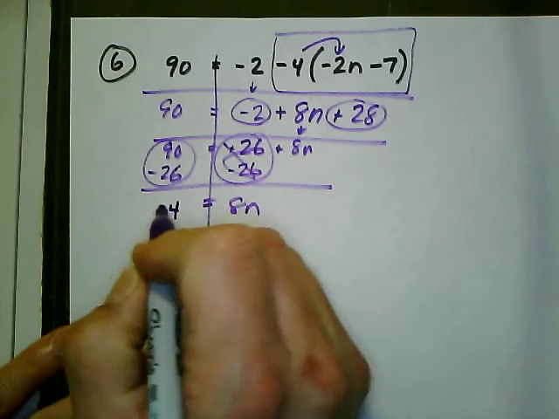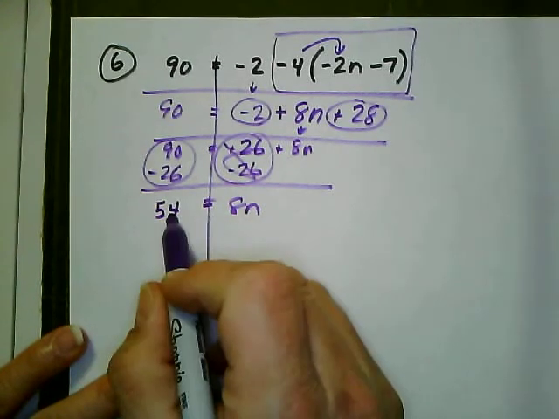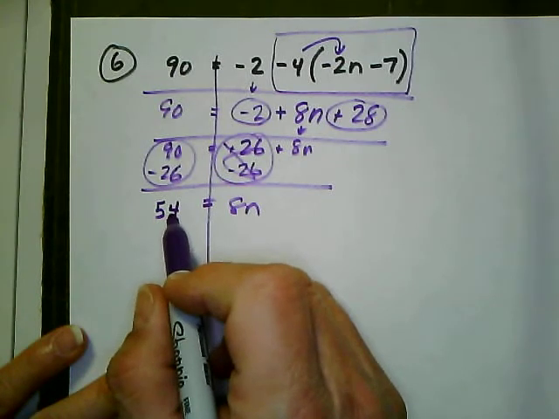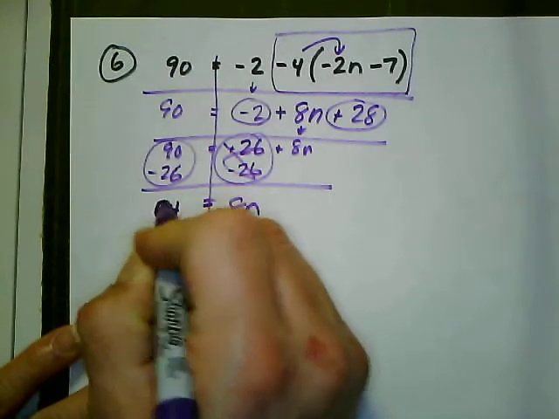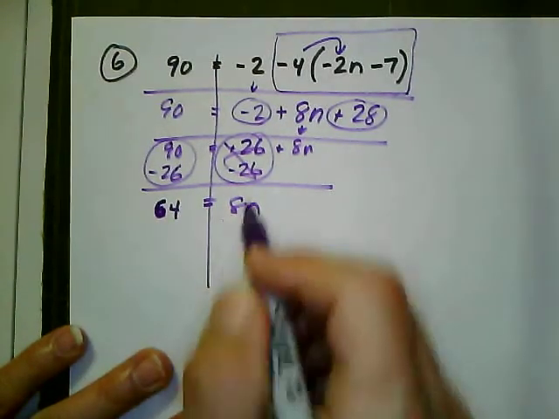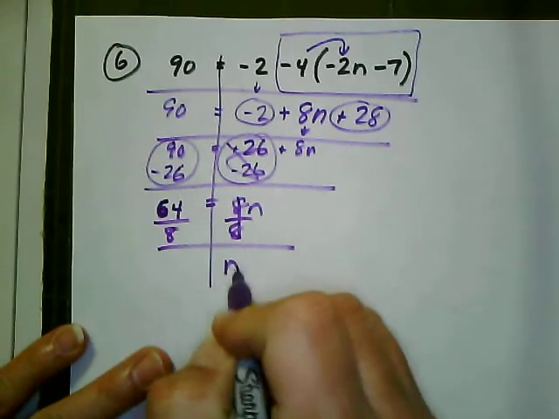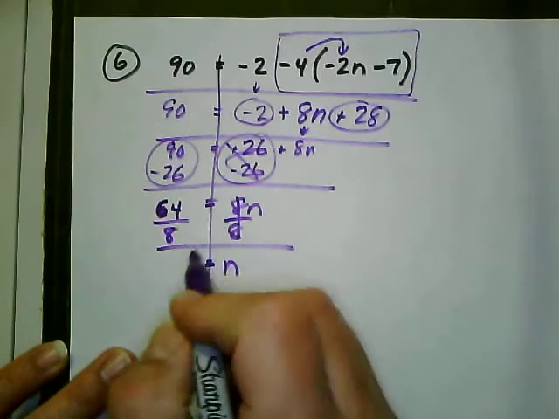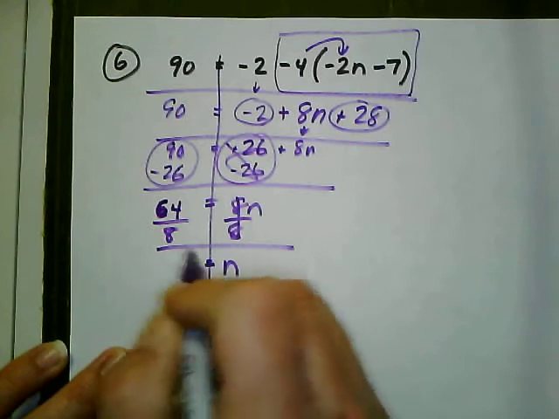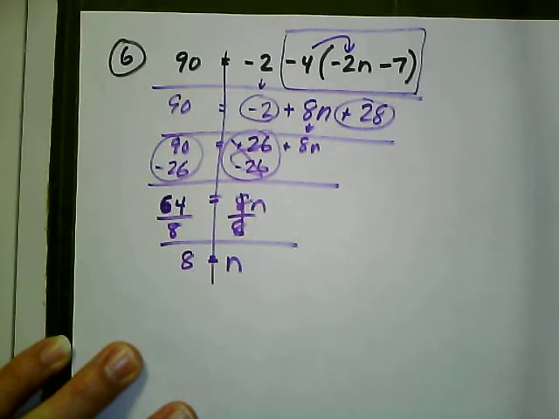Let's see, what do we have here? 54. Let's see, 50, 60, 70, 80, nope. 64. And we'll divide by 8. 8 divided by 8 is 1. 1 times n is n. And 64 divided by 8 is 8. Perfect square, right? 8 times 8 is 64. So it's 8. There's our answer.